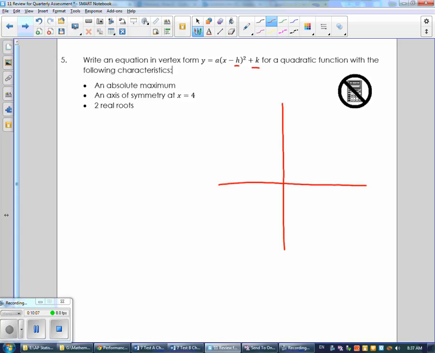So if I know that it has an absolute maximum, that means it has the highest point, I know my graph has to be opening down. If it has an axis of symmetry at x equals 4, I'm going to locate x equals 4 on my graph, and I'm going to go ahead and just draw my axis of symmetry. I know my vertex has to be on that line. And so I know that the x value of my vertex has to be 4. That gives me my h value. So h must also be 4.